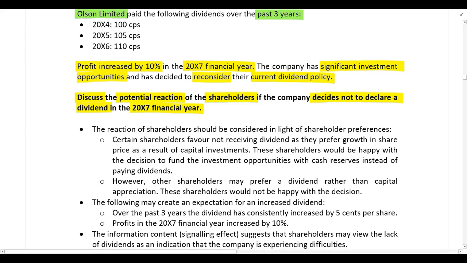Now the first thing you always need to discuss, guys, is shareholder preference. Different shareholders have different preferences, meaning they will react differently to this decision.